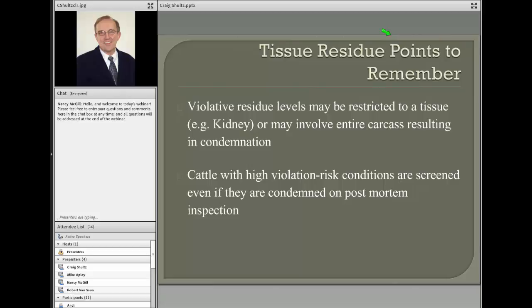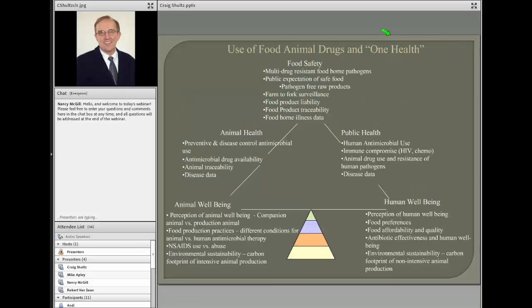So the carcass would be passed, but a violation would still be pursued, and the producer, the shipper, would still receive a violation notice. The other thing is that cattle with high violation risk conditions are screened even if they are condemned on post-mortem. So if you take your cow to the slaughter plant and they find tumor lesions of bovine leukosis in her and condemn her, if she had any inflammatory lesions or any antemortem conditions that would associate her with a potential residue on inspection, because she was presented as eligible for the edible channel, she will still be surveyed for residues, and if she's positive, a violation will be pursued. So even though your cow is condemned, you can still get notification of a violative residue.